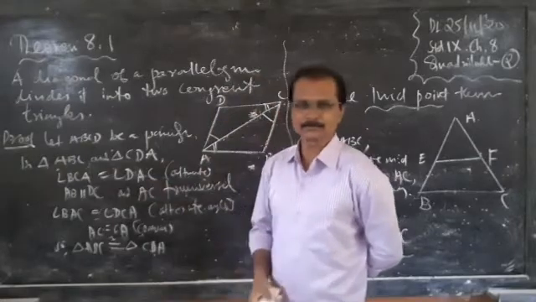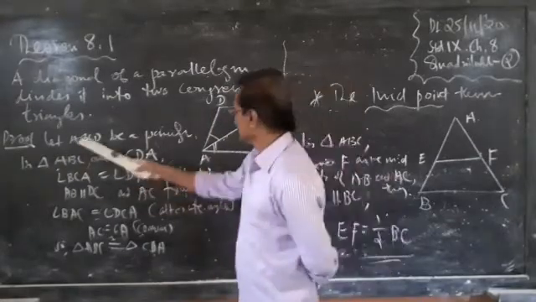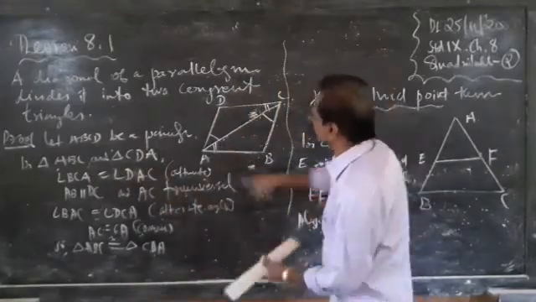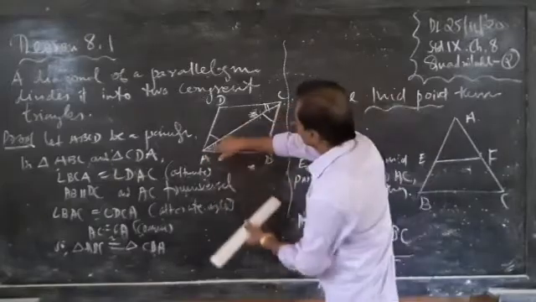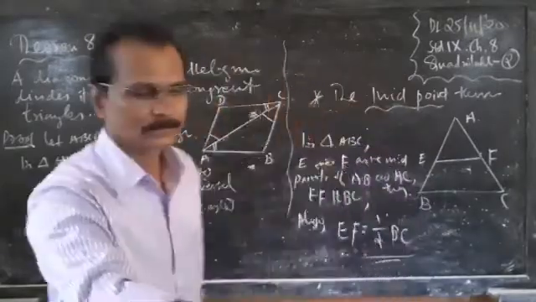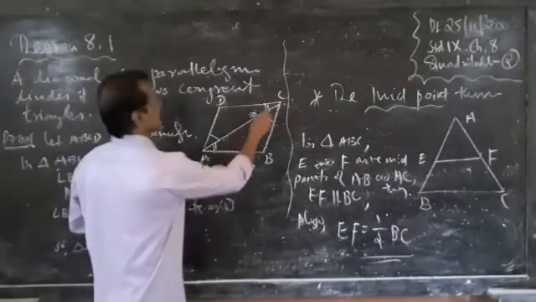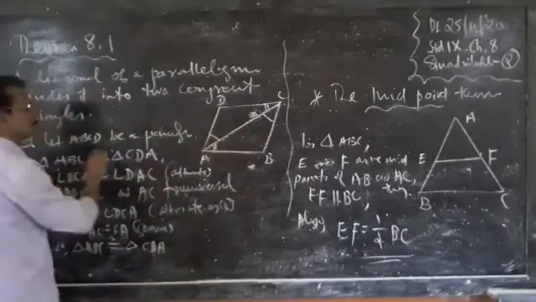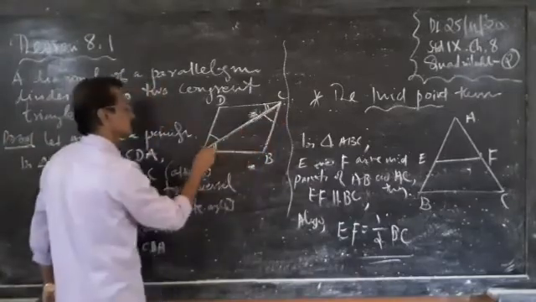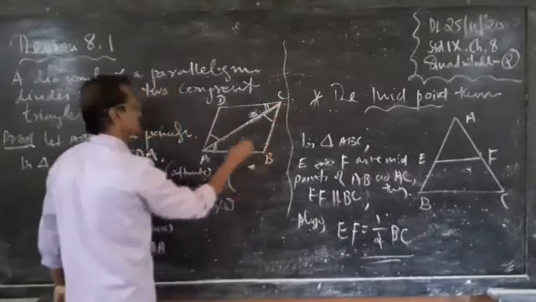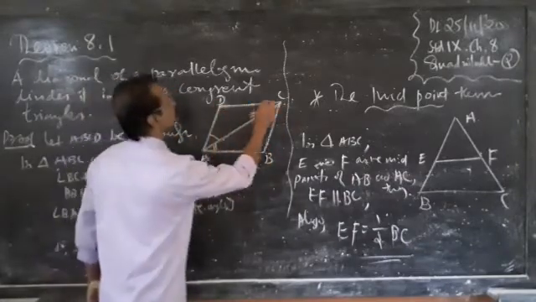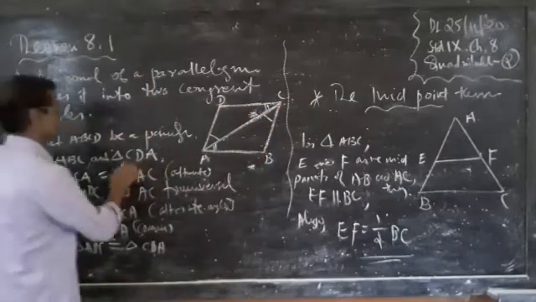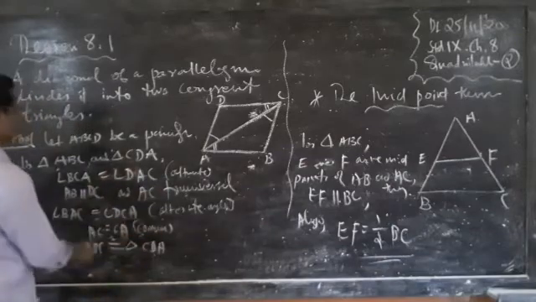Proof. You need to write 2-3 steps. Let ABCD be a parallelogram, with triangle ABC and triangle CDA. I am dividing it by the diagonal AC. This is diagonal AC, and diagonal AC divides it into two triangles. One is ABC, the lower half. Another one is ADC. So we consider triangle ABC and triangle CDA.